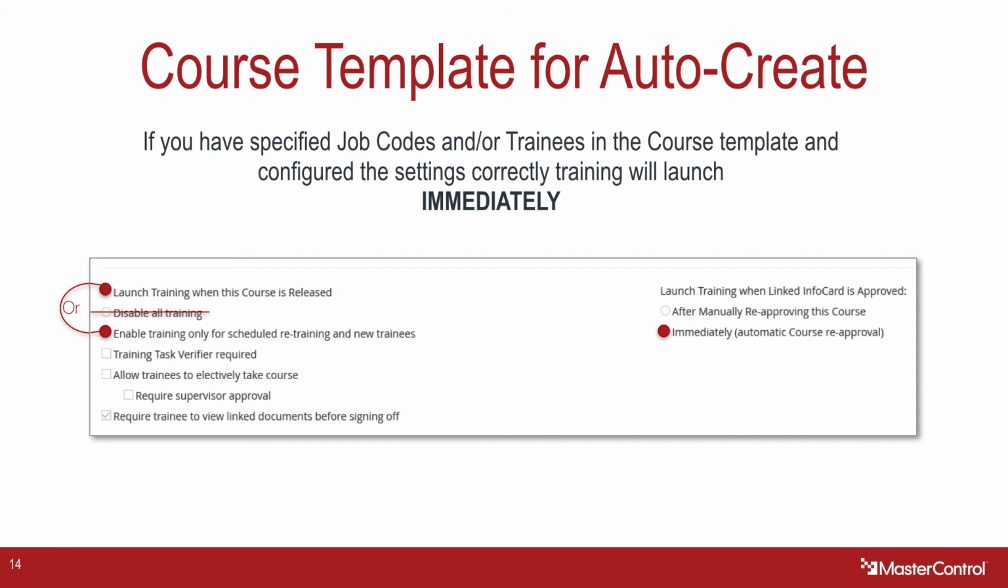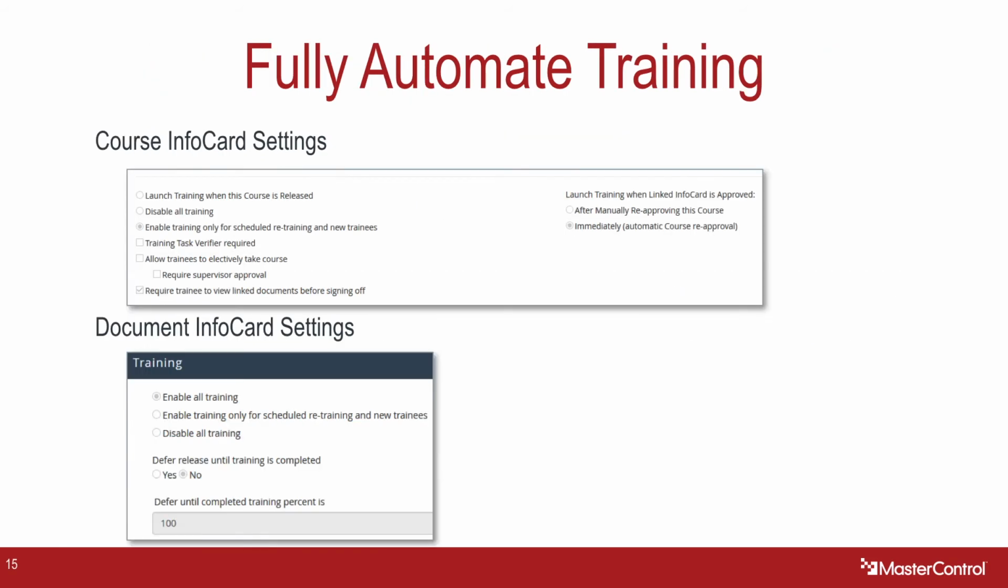And then one of the bad buttons to select on your template would be to disable all training, because no training is going out if that's selected. So if you either select it to launch training when the course is released, or to enable all training for scheduled retraining or new trainees, then it will be kind of a self-managing thing. You do have to watch that top option on your document, though, so you don't retrain on versioning.